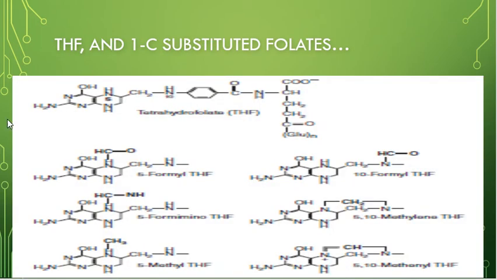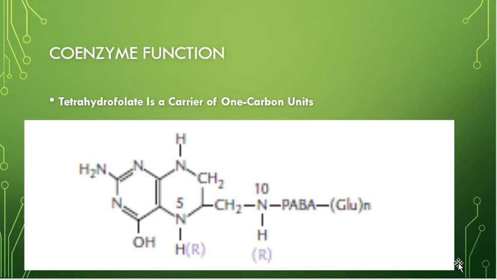Here is the tetrahydrofolic acid and the one carbon substituted folates: 5-formyl tetrahydrofolate, 10-formyl tetrahydrofolate, 5-formimino tetrahydrofolate, 5,10-methylene tetrahydrofolate, 5-methyl tetrahydrofolate, 5,10-methenyl tetrahydrofolate. The coenzyme form or the active form of folic acid is tetrahydrofolic acid.